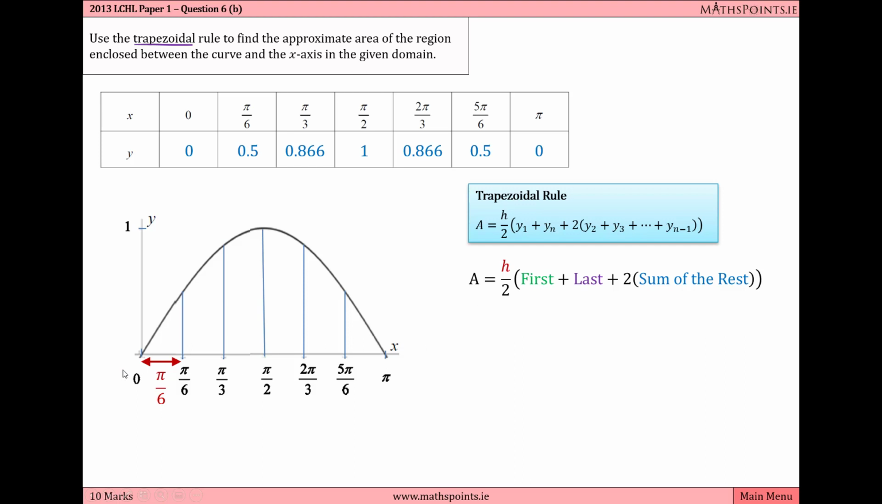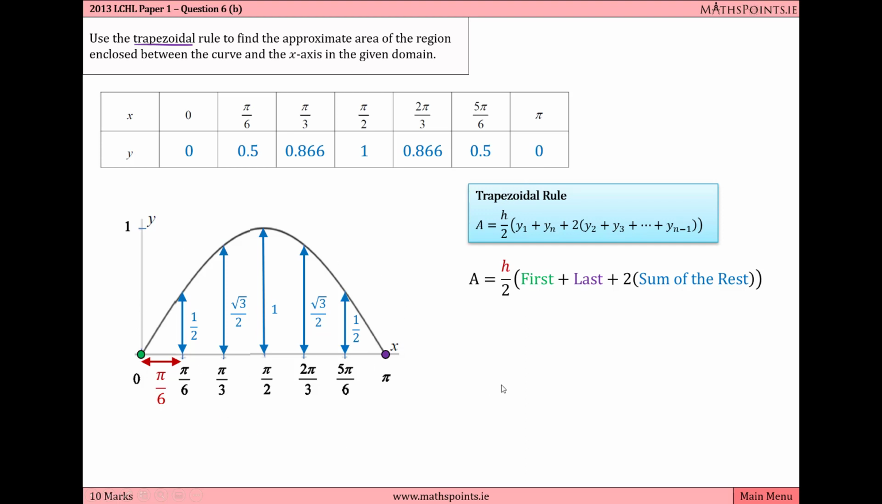For the first, we're looking for the first height, and in this graph the curve starts on the x-axis, and so the height is 0. Similarly, for the last, the curve ends on the x-axis, and so the last height is also 0. The sum of the rest of the heights, well, they're going to be our y values that we calculated in the A part. So a half, root 3 over 2, 1, root 3 over 2, and a half.